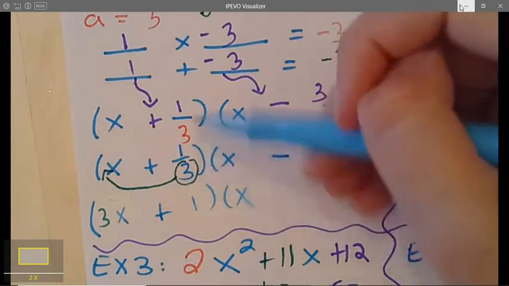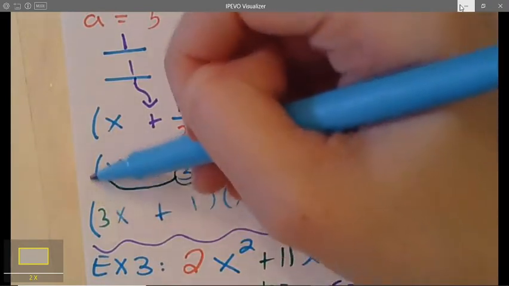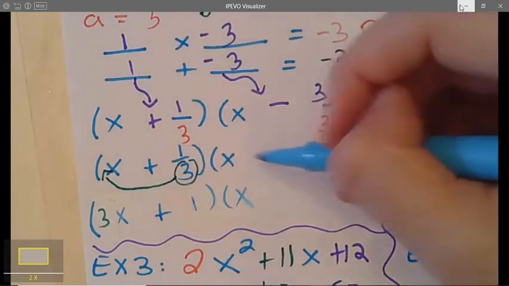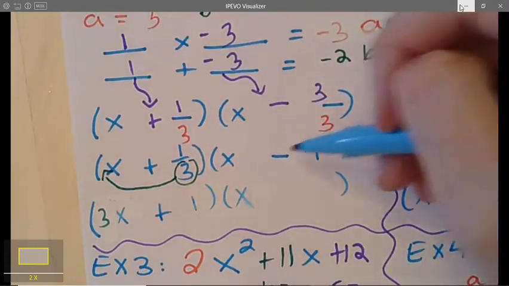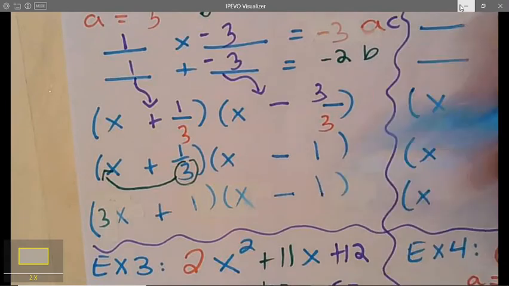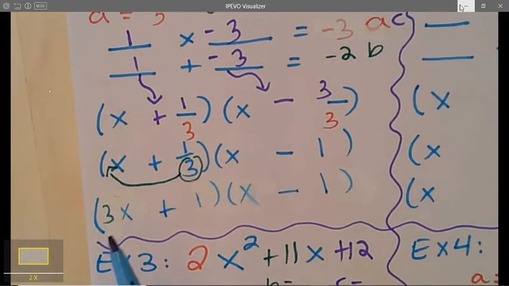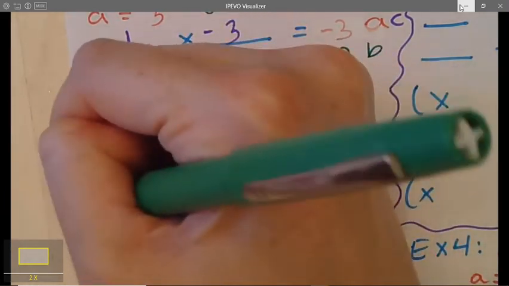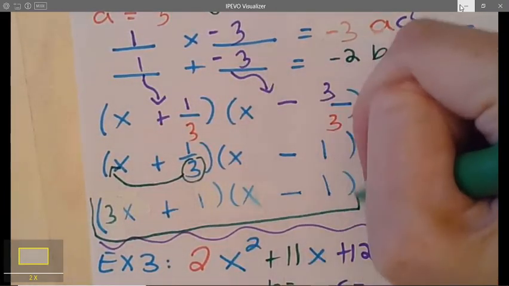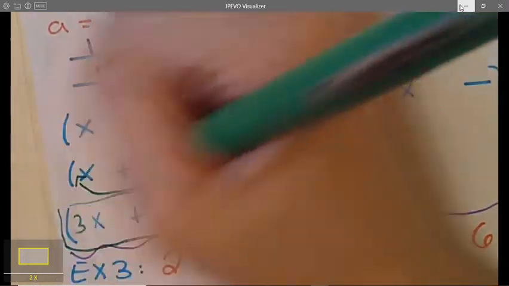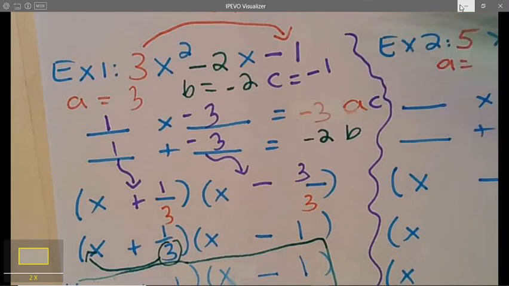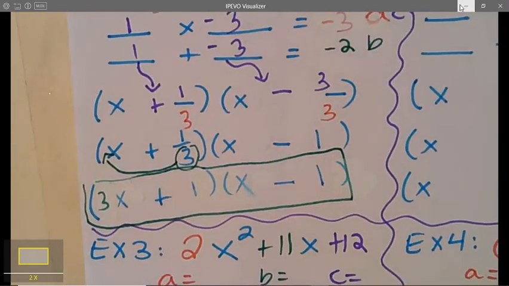Okay, so if you ever end up with a fraction in front of your x, okay, and then this one isn't a fraction, so I'm just going to bring it on down, so minus 1. Okay, so my final answer is going to be 3x plus 1 and x minus 1. And guess what, you guys? That's it for that one. Again, if you'd like to check yourself, you could redistribute your answer back out, and you should end up with what you started with. But otherwise, that's all, folks.